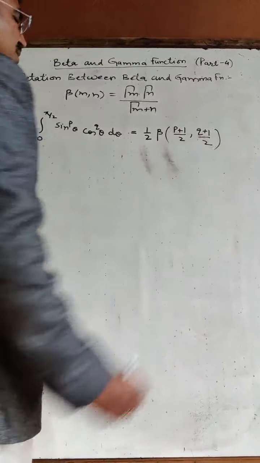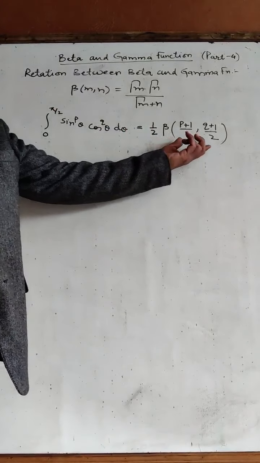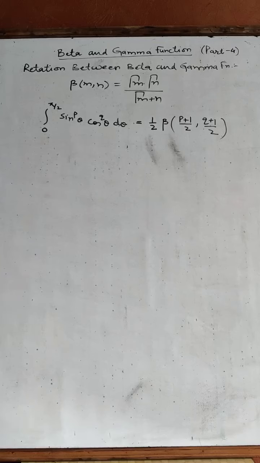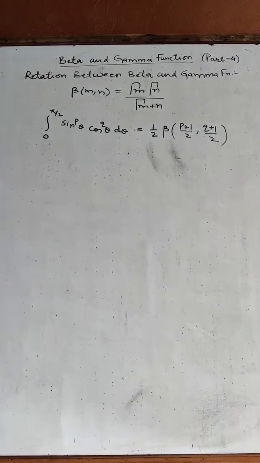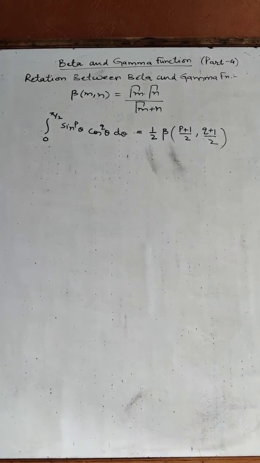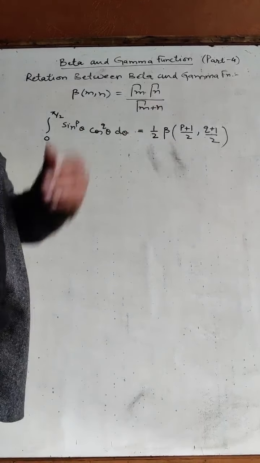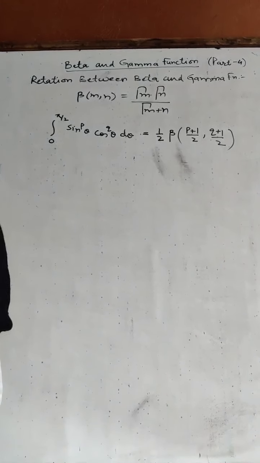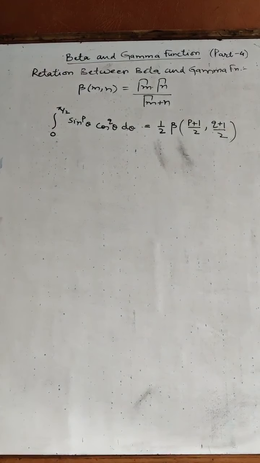So students, you can check it out from part 2 in this series of beta and gamma function on my YouTube channel, that integral 0 to pi by 2 sine raised to the power p theta cos raised to the power q theta d theta can be solved using beta function, and we got the result that this integral is equal to 1 by 2 beta of (p plus 1) by 2, (q plus 1) by 2.